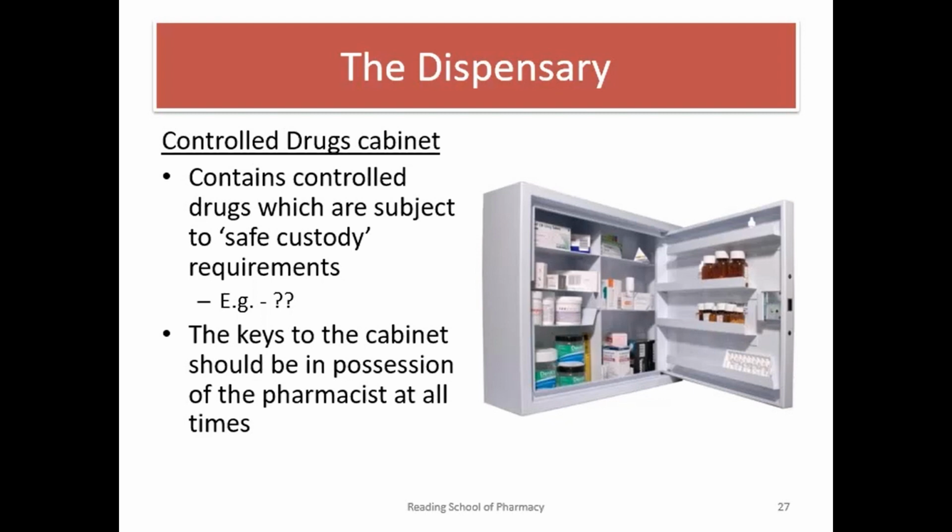Now, what is a controlled drugs cabinet? A controlled drugs cabinet contains controlled drugs which are subject to safe custody requirements. Examples of these include things like morphine, oxycodone, fentanyl. The keys to the cabinet should be in the possession of the pharmacist at all times. So the minute the pharmacy is opened and it's ready to serve customers, the keys for the controlled drugs cabinet need to be in the possession of the pharmacist.